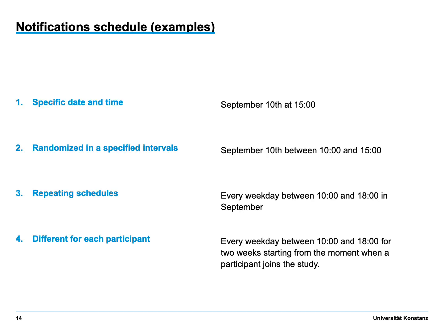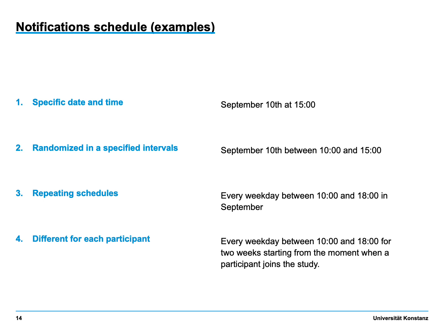So let's look at some examples of how the schedule can look. In a simple case, it's just a specific date and time, like sending a notification on September 10th at 3 p.m. The time point can be randomized, like in the second example, where I just provide a time window between 10 a.m. and 3 p.m. and the time is picked randomly for each participant.